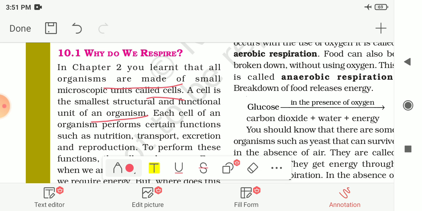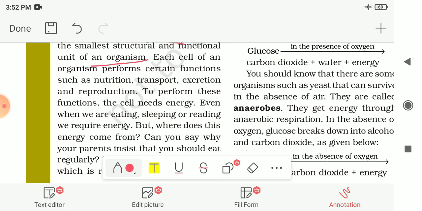Just as in a building the brick is the basic fundamental unit, in the same way in organisms or in a human body, the cell is the basic structural and functional unit. Each cell of an organism performs certain functions such as nutrition, transport, excretion and reproduction. Different kinds of cells in our body perform different functions, like nutrition, transportation of food, water and blood, excretion and reproduction.